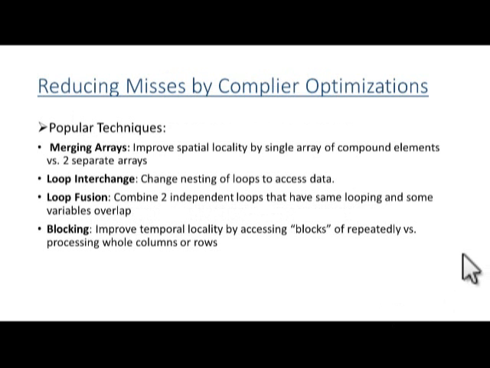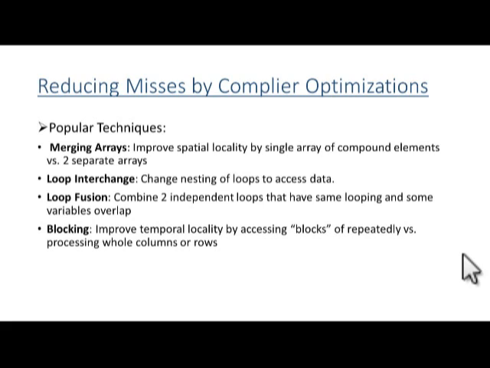So, how can we do that? There are four popular techniques for that. First one is merging of arrays. In this, we improve the spatial locality by using a single array of compound elements versus two separate arrays. Second is loop interchange. In this, we change the nesting of loops while accessing the data. In this technique also, we improve the spatial locality.